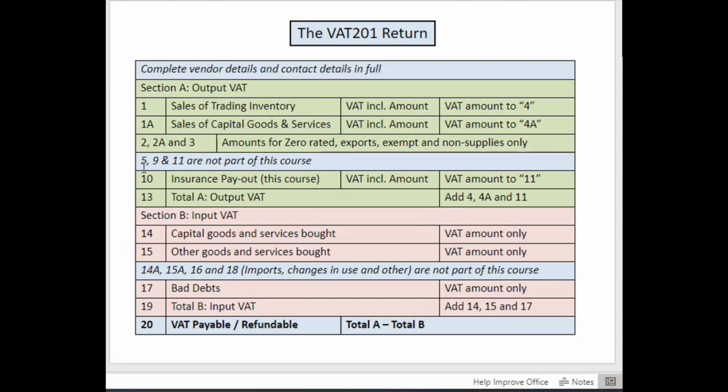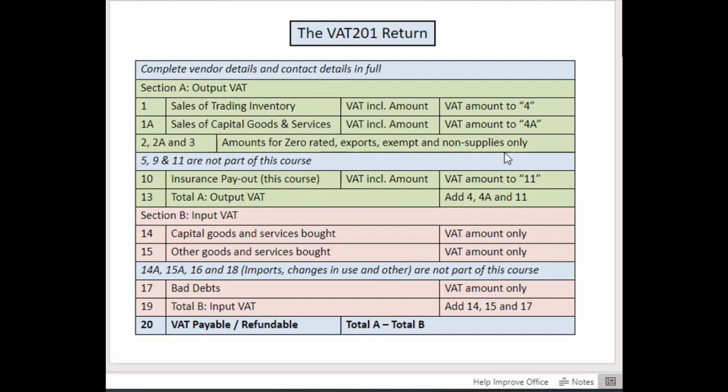Okay. Then we have sections 2, 2A and 3. And they are specifically for amounts that are zero rated, exports, and exempt and non-supplies.